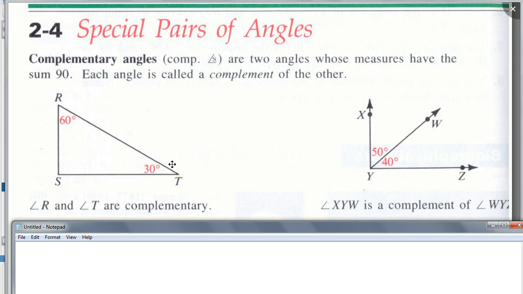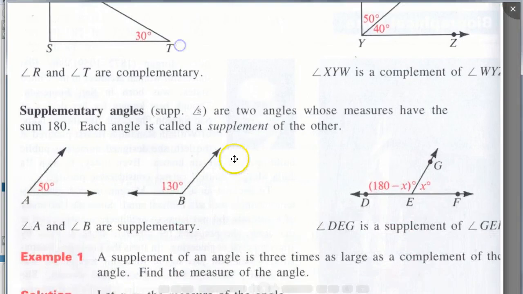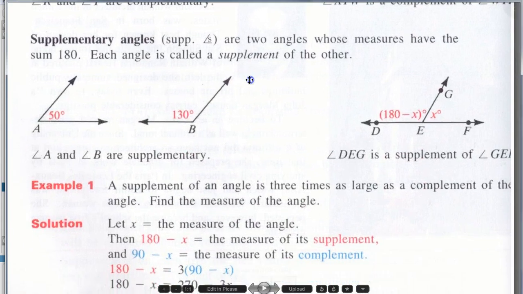So does anybody know what we call angles whose measures have a sum of 180 degrees? Okay, how about Tony? Supplementary. You got it. Supplementary angles. Here's a picture for it.